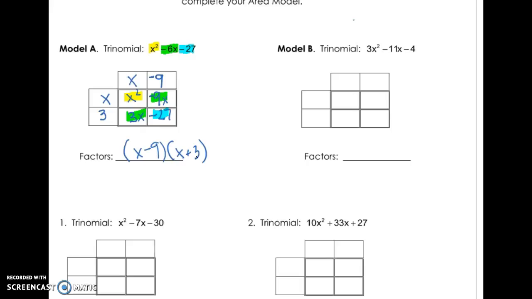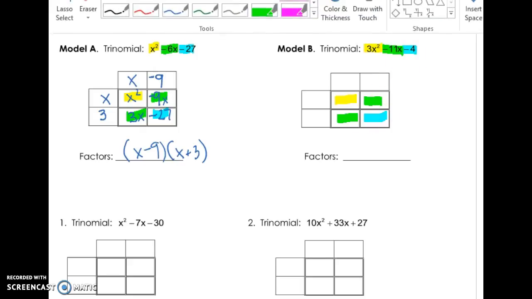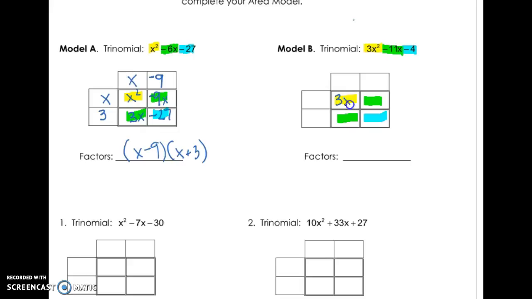On a question like Model B, it's the same basic idea, except we have an interesting problem in that we have that 3 out in front. That's really not going to change our process, though. We still want to put that first number in that first box. We know that these two boxes together have to add up to negative 11x, and I know that my last box is going to be negative 4. So I'm going to put those in. I've got 3x squared and negative 4. To get 3x squared, I have to multiply two things together. I'm thinking 3x and x would be our best combination to use.